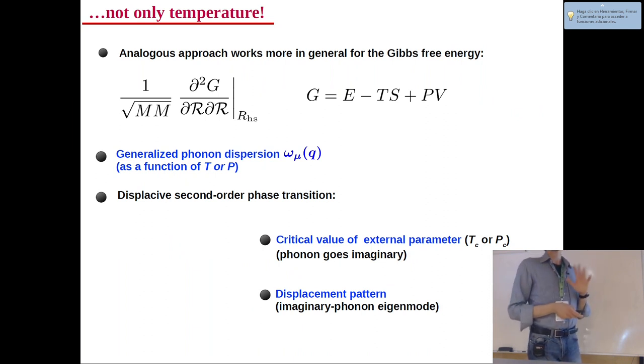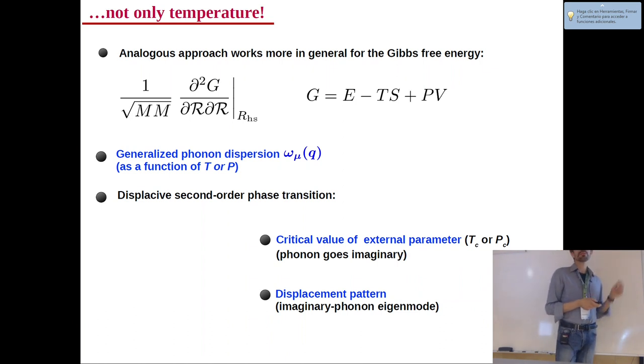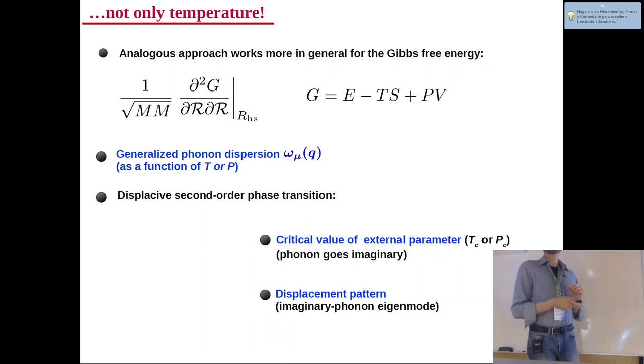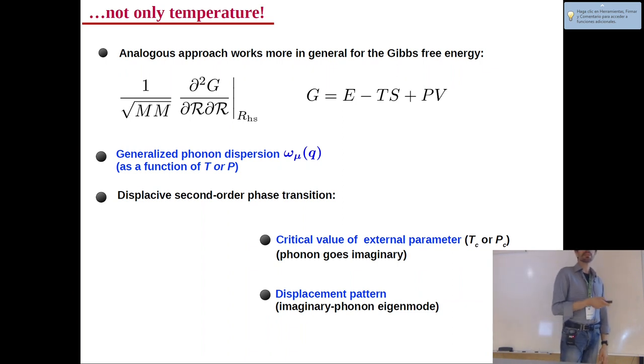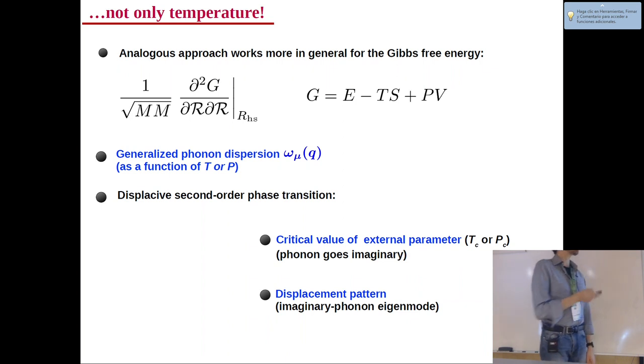Of course, this works not only for temperature, because instead of the Helmholtz free energy, you can consider the full Gibbs free energy, so also the pressure and the volume here. And so you can do exactly the same. This way, you can diagonalize this object, and then you obtain frequencies that depend on the temperature, but also on the pressure. And then you can characterize a second order phase transition driven not only by the temperature, for example, but also by the pressure. This is what happens, for example, in the hydrides, systems that we have studied a lot with this technique.